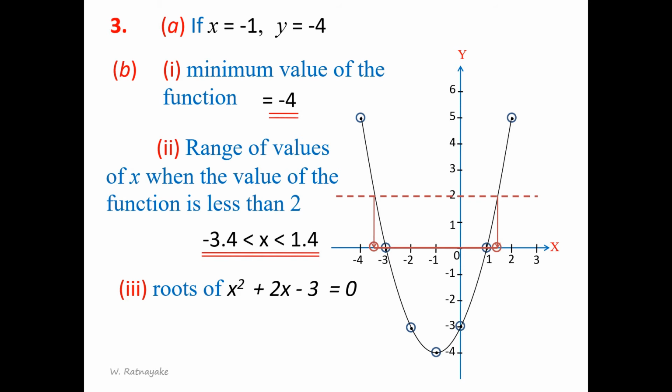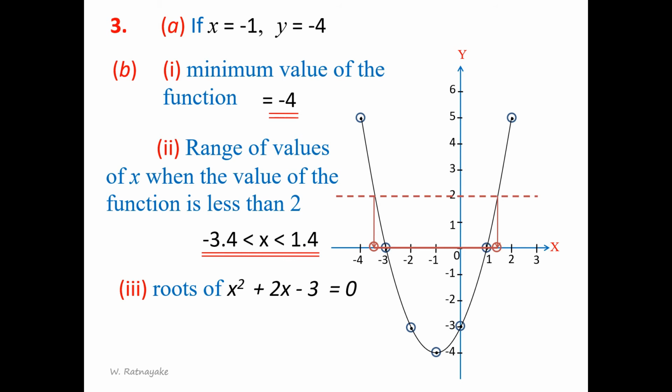To find the roots of this equation, we have to find the values of x at the points of intersection of the graph and the x-axis, or the graph and the line y equals 0. The common points for those two curves are minus 3 and plus 1. So the roots of this equation must be x equals minus 3 or plus 1. So we have taken it like this.